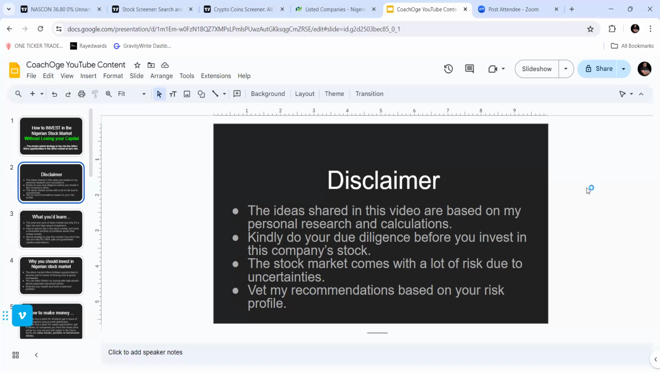Now, the final one is, please make sure you vet my recommendation based on your risk profile. Before you adopt the idea I'm about to share, check yourself, make sure that it aligns with your personal risk profile before you go ahead to do this. But I think this works very well for those in their 40s, 50s, and as long as capital preservation is key for you, or you have the word conservative in your risk profile, then it's something you need to pay attention to.